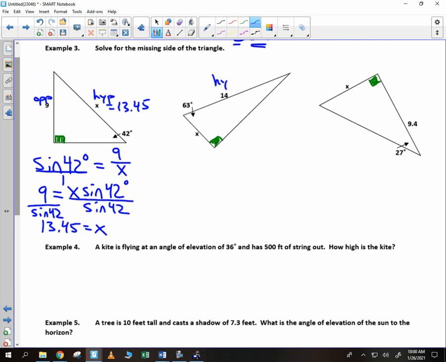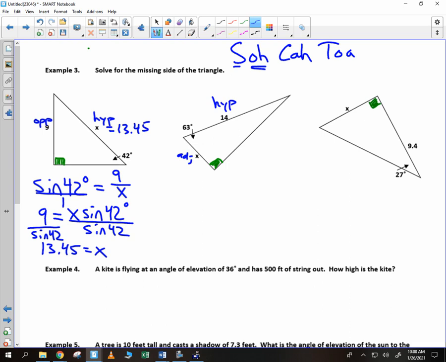14 is the hypotenuse. What side is x? Is x the opposite or is it the adjacent? Opposite would be across from the angle. This is the adjacent. So if I have adjacent and hypotenuse, which of the three trig functions do I use? Sine, cosine, or tangent? Cosine, because you can see adjacent and hypotenuse for cosine. So I set it up. The cosine of 63 is equal to, and again it says AH, so adjacent over hypotenuse, x over 14.